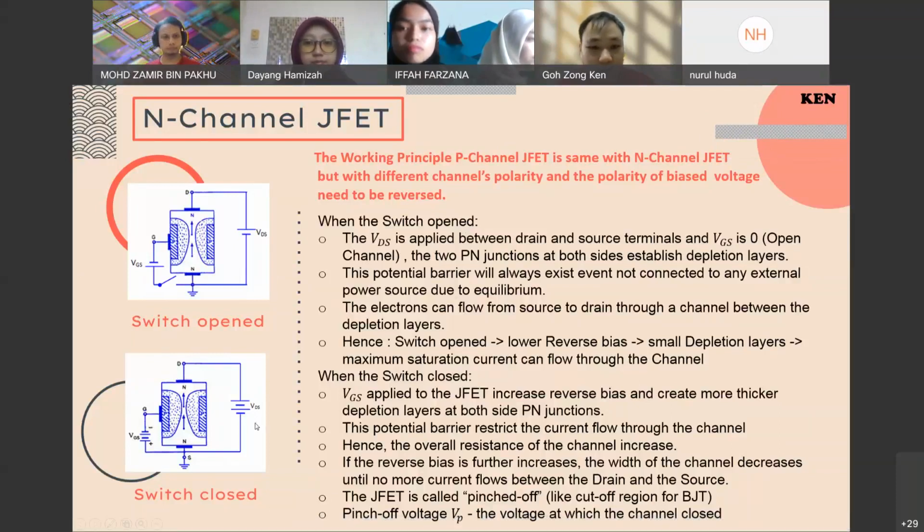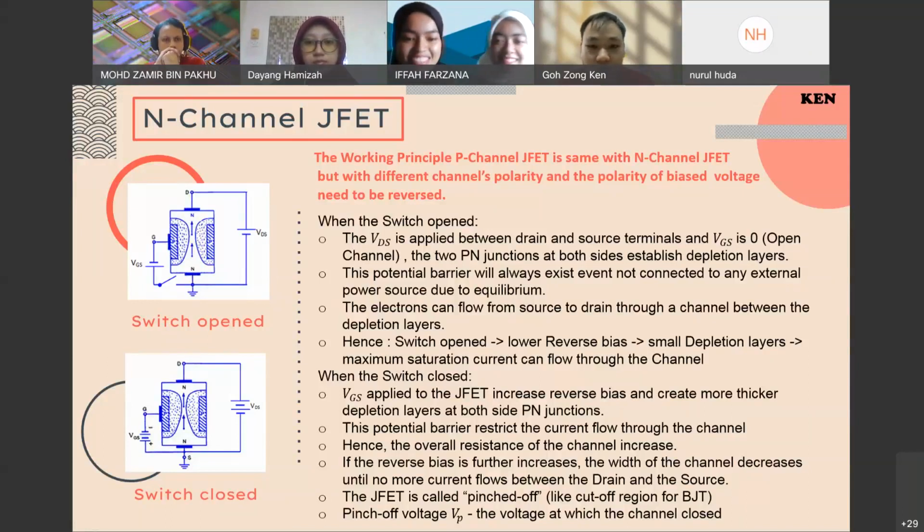For the first diagram, we can see that the switch is open. The VDS is applied between the drain and the source terminal, and VGS is zero. In this case, we can also call it an open channel. The two PN junctions at both sides establish the depletion layers. These depletion layers will always exist, even if not connected to any external power source, due to the diffusion of electrons and holes to lower respective density zones to achieve equilibrium.